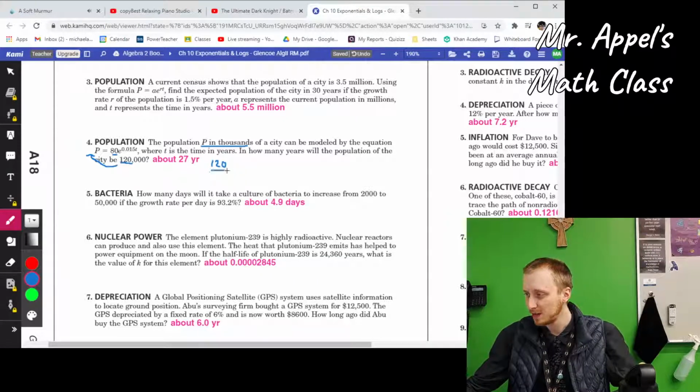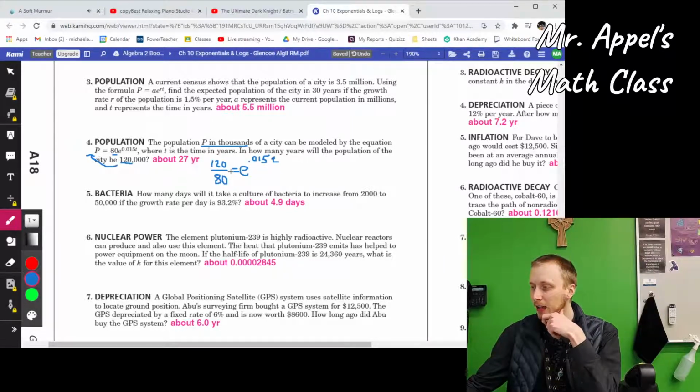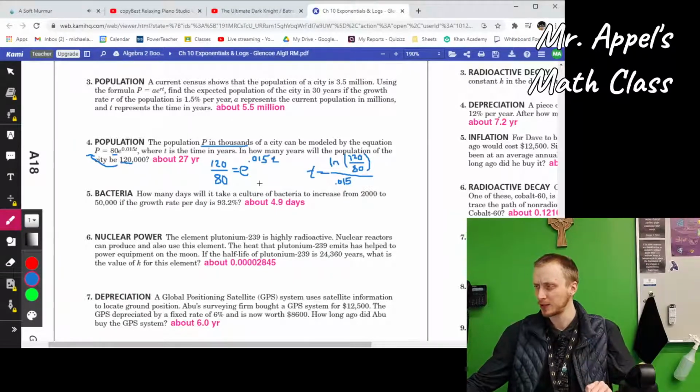We want 120 divided by 80 to equal e to the 0.015t. Solve for t from there. So you will just ln both sides and divide by 0.015. So t should be ln of 120 divided by 80, all divided by 0.015, if I'm getting my order of operations correct here.